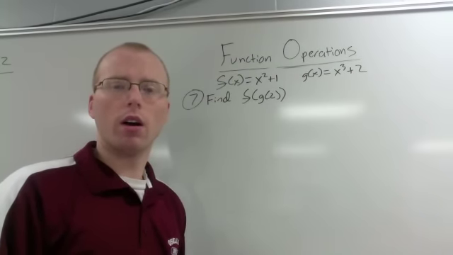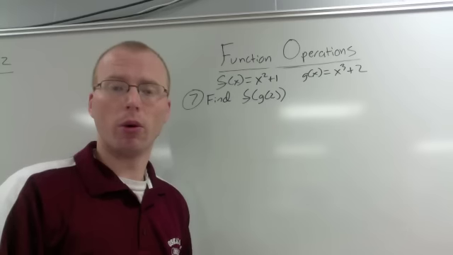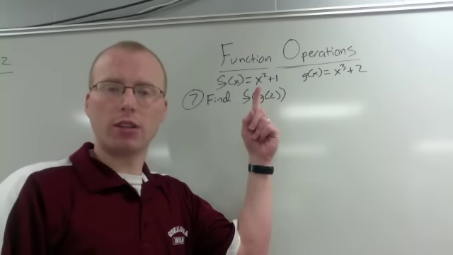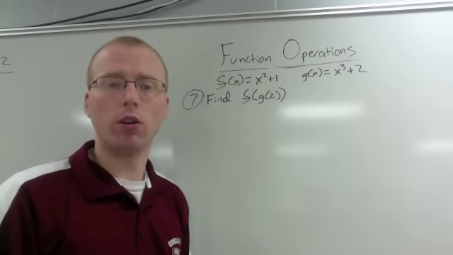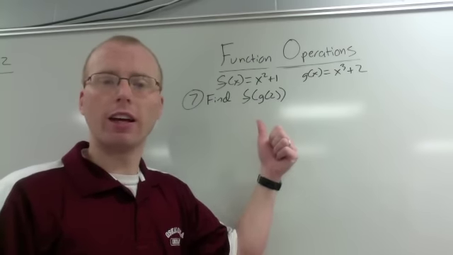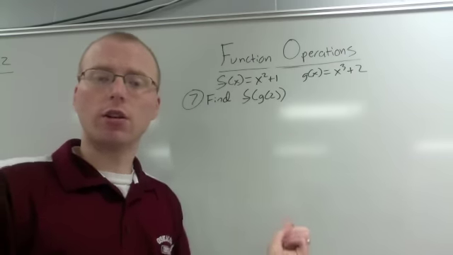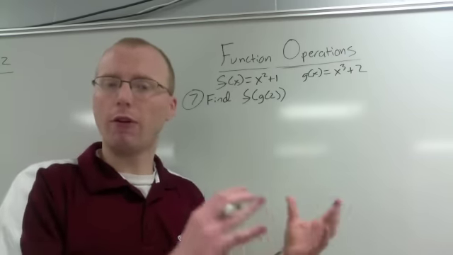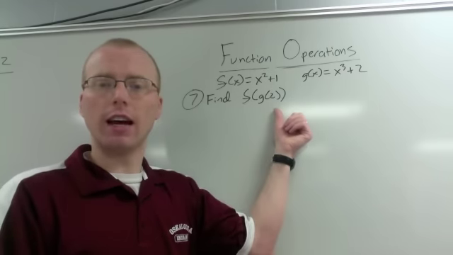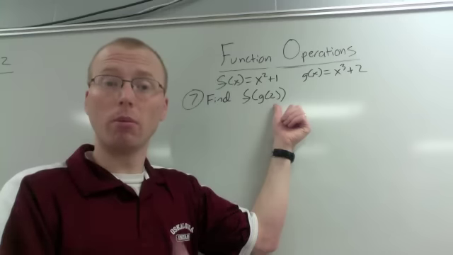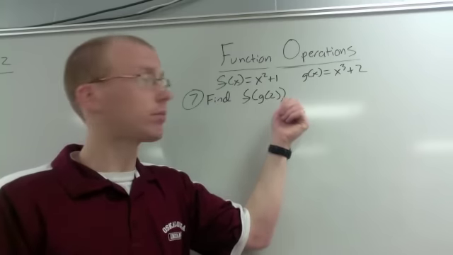Our last type of composition of functions is illustrated behind me on the board. I have f of x equals x squared plus 1 and g of x equals x cubed plus 2. My question is asking me to find f of g of 2. On the last two examples, we were either finding f of g of x or g of f of x. But if you notice here, this is asking me to actually plug in a number for x. So here's how we go about doing this.